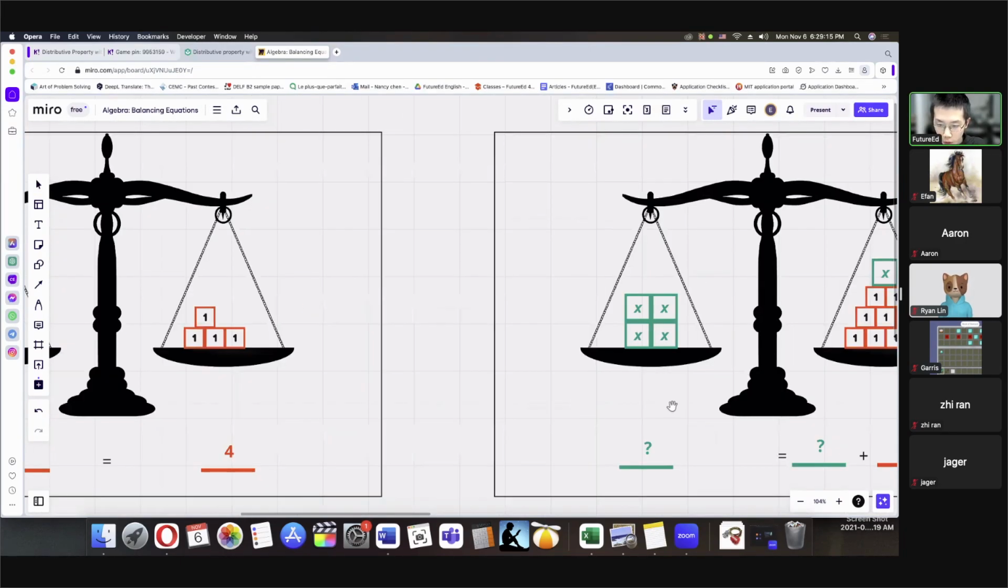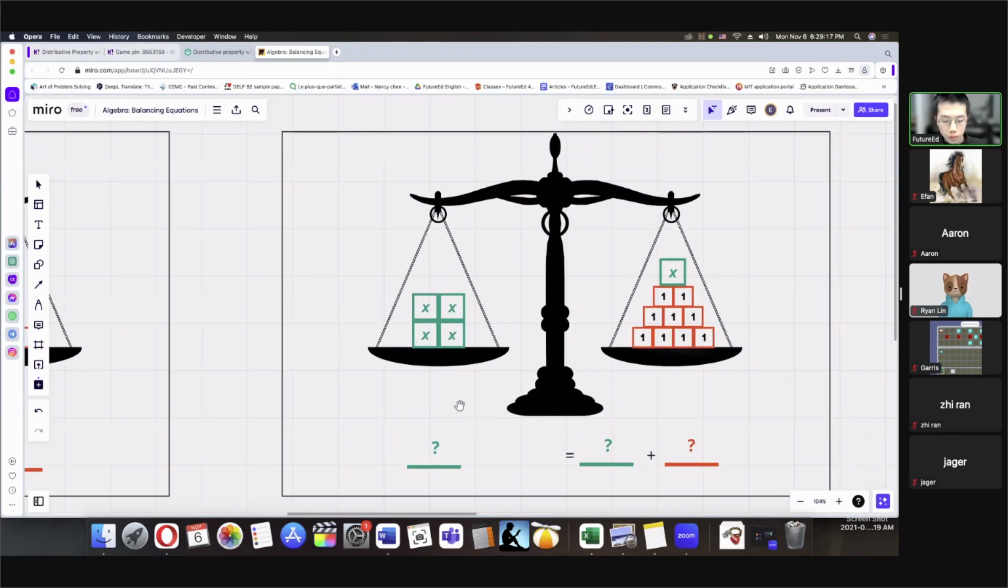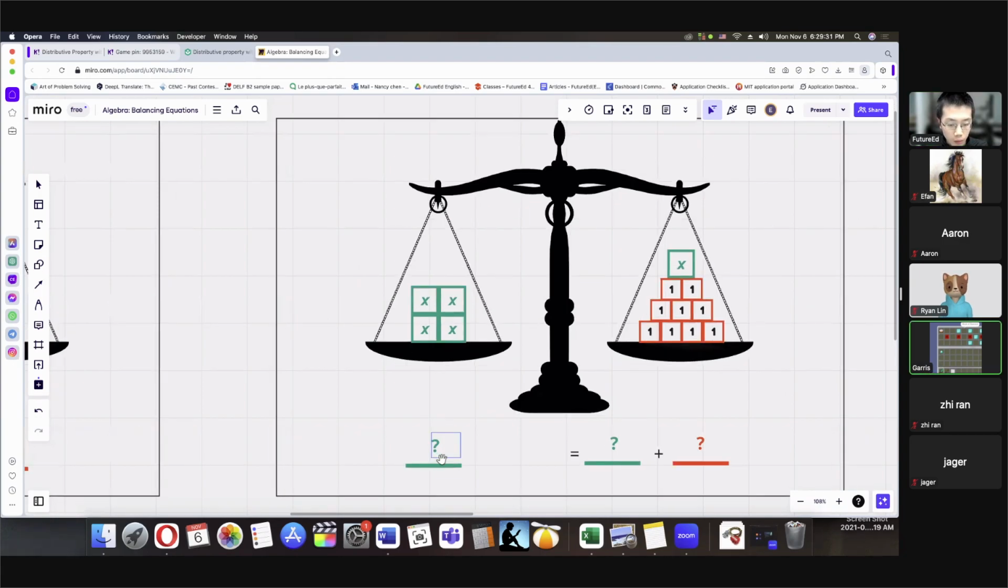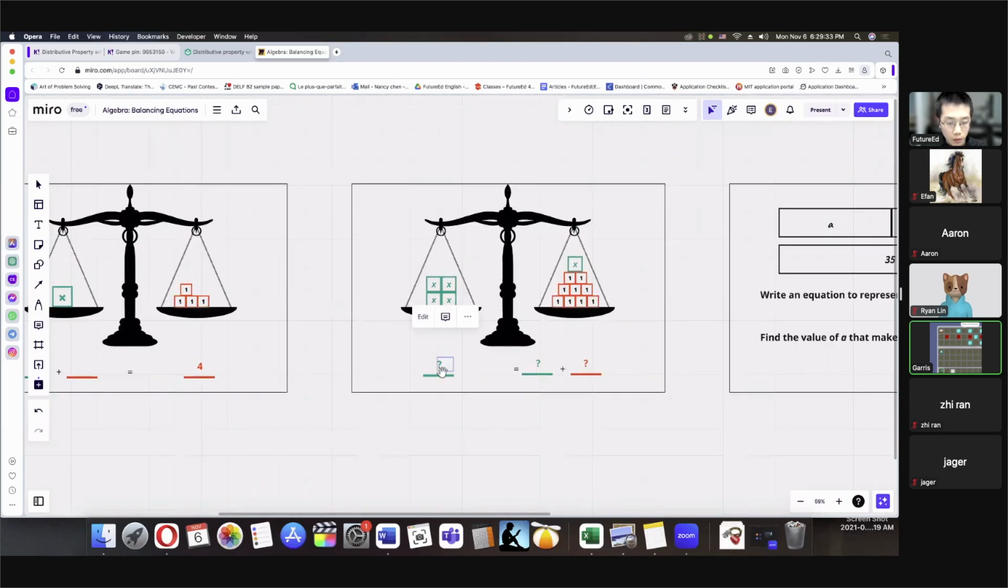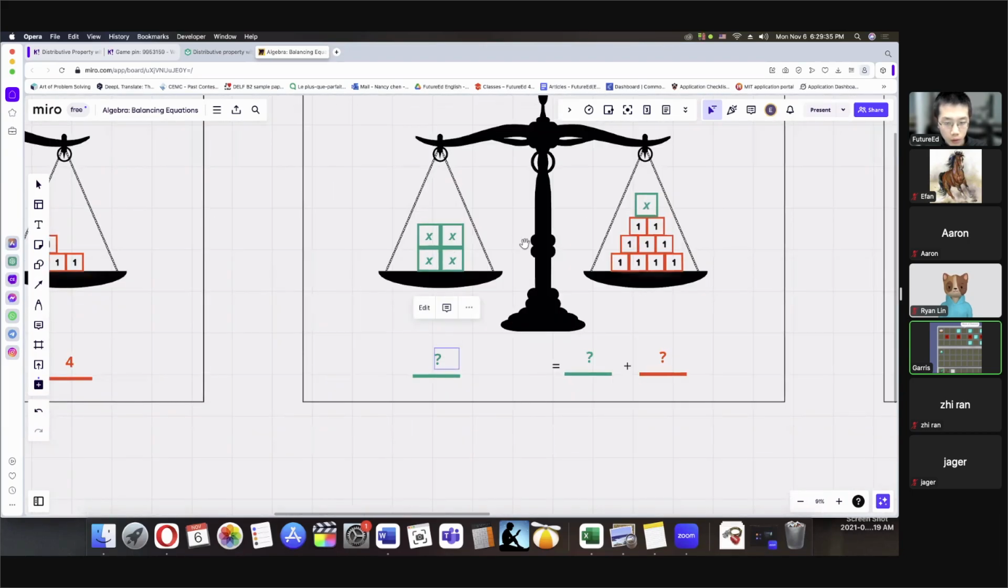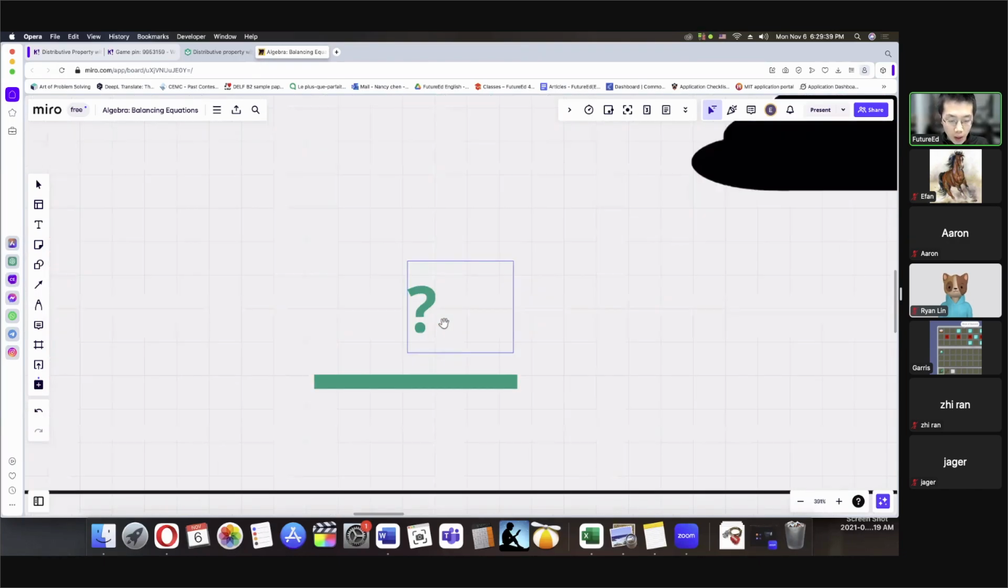So over here, now we have lots of blocks, actually. Garrus, would you like to write the equation out, please? So on the left side, what do we have? 4 x's, exactly. So there are 4 blocks of x.